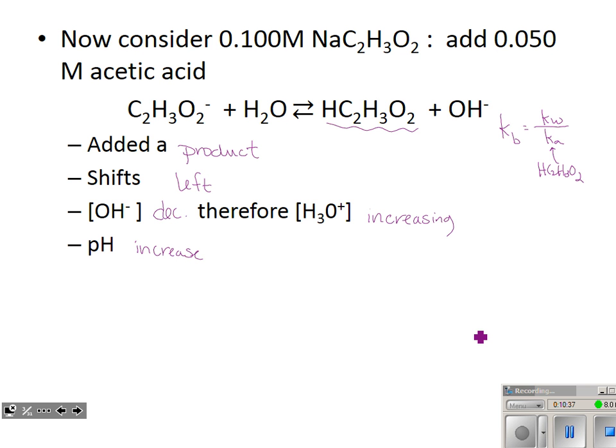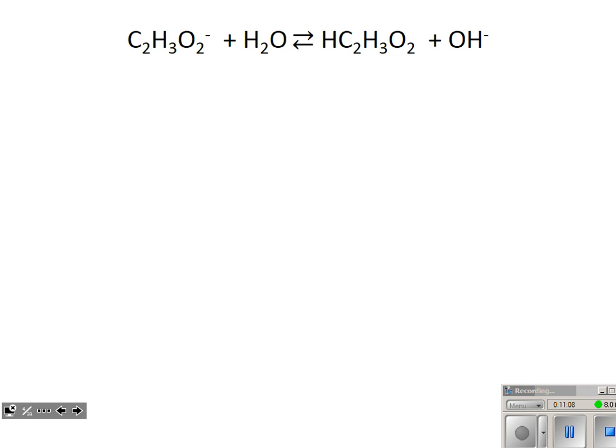Now, I did not calculate the pH of the 0.1 molar sodium acetate before I started that. Oh, you know what? I did. This pH is 8.87. So without anything added to the sodium acetate, 0.1 molar sodium acetate has a pH of 8.87, and we would expect that pH to go down. So let's do the calculation.